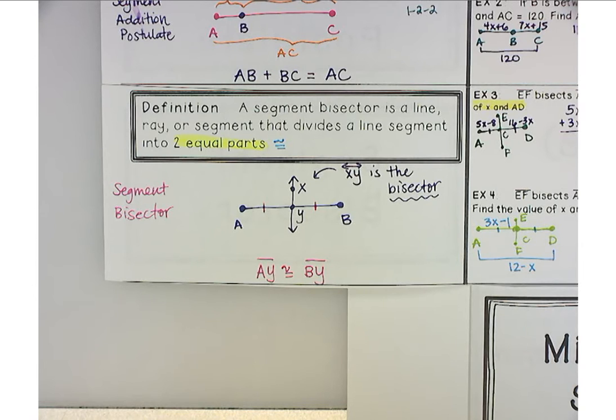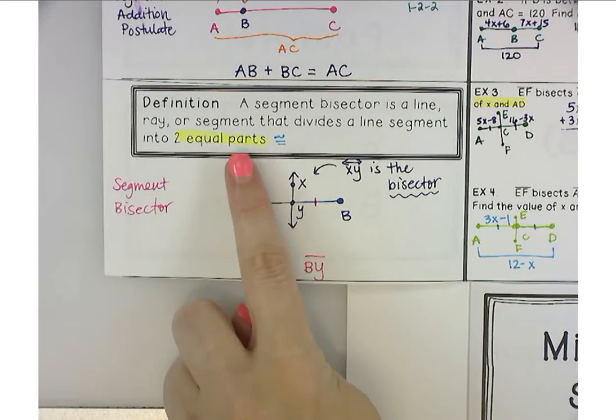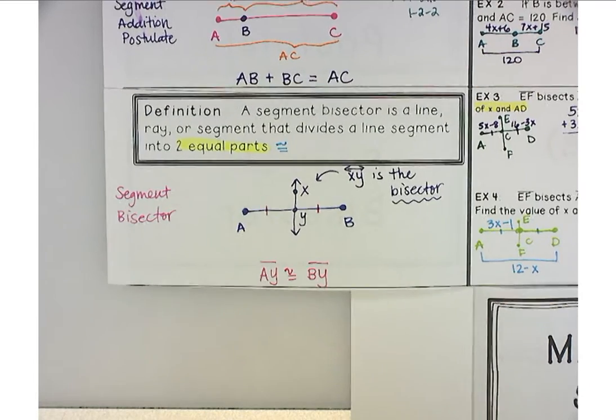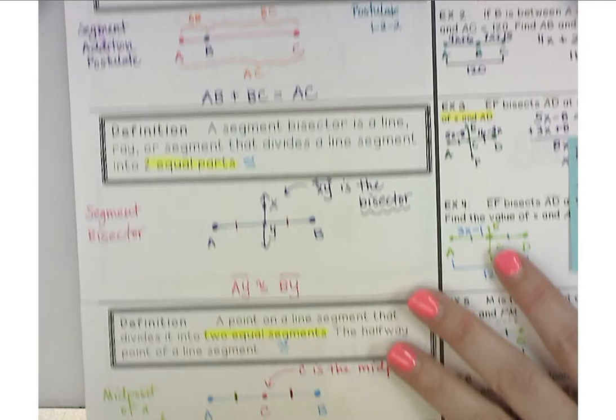Okay, so bisector, when you're thinking of that word, right, the bisector cuts something into two sections. And those two congruent sections in this case are line segments. So your segment AY is congruent to the segment BY. And then I highlighted this in our definition because it is going to split it up into two equal parts. And you'll see that that's true in our last definition as well.